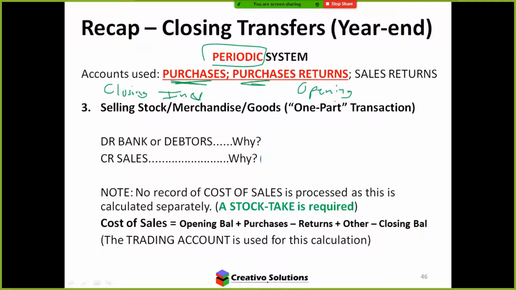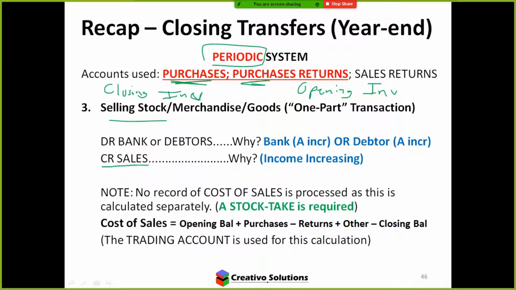When you look at a question, they also won't cover this, but you need it. You need to be able to identify when it's periodic, when it's perpetual, and then account for those different things in a particular question. When you sell stock, same as before, you're either debiting bank or debtors, depending on whether it's cash or credit, and then you'll credit the sales. Will you have a cost of sales? Not for periodic. It's done later on when you do the stock take.